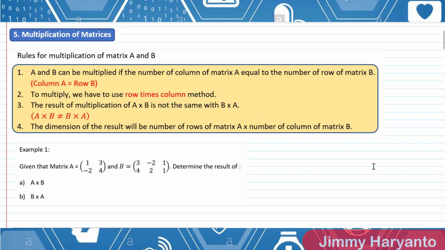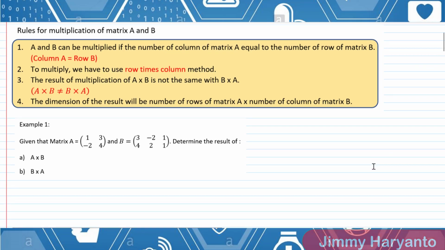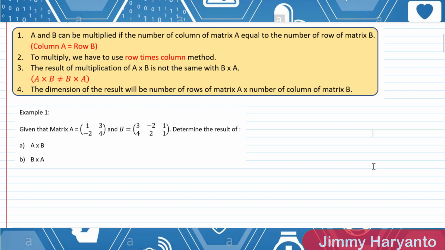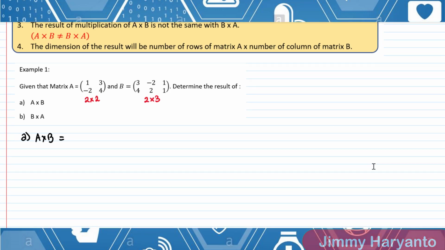So we go to example 1. For example 1, I have matrix A and B, for which the dimension of A is 2 times 2 and the dimension of B is 2 times 3. So let's analyze whether we can multiply A times B and B times A first. The first one is A times B. Don't do the multiplication first, just analyze whether the matrices can multiply or not.